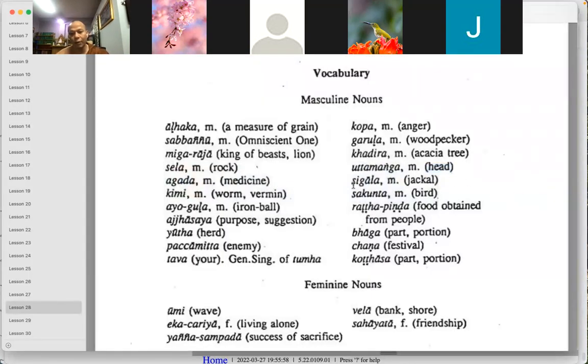Okay, and then the other one is Sigala, jackal, and Sakunda, bird, and Rata Beinda. Here you see Rata means country. Beinda means alms food. So that is a compound word. Food obtained from country people, or offered by a group of people, not from one rich donor. Commonly Rata Beinda refers to food or alms food obtained from an alms round, going around here and there. So that is Rata Beinda.